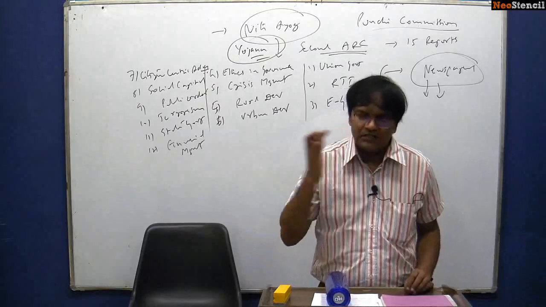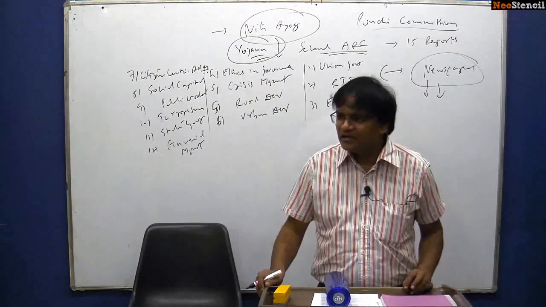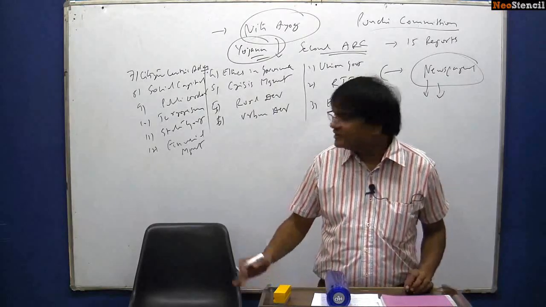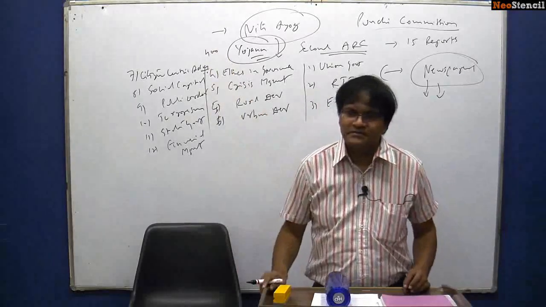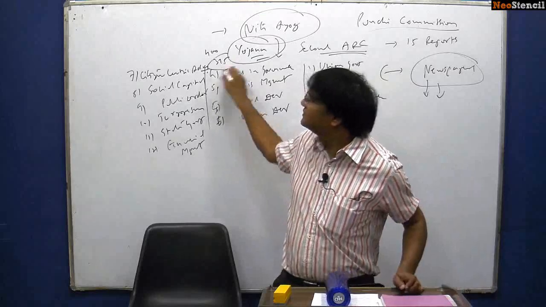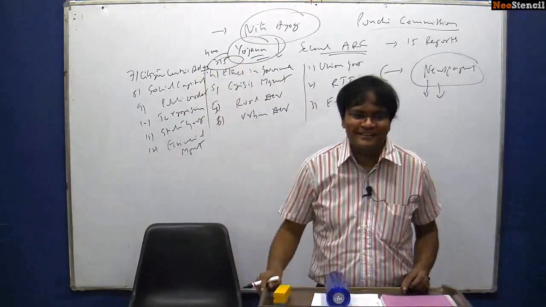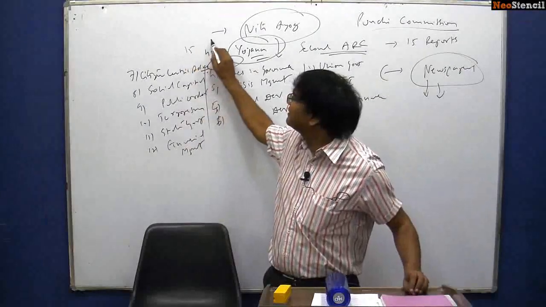Not much, I think. Is it too big or too large? Each report of the Second ARC is only around 400 pages. You don't have to read all the 400 pages. You have to read only 395. Okay. And you don't have to read all the 15 reports. You have to read only 14.